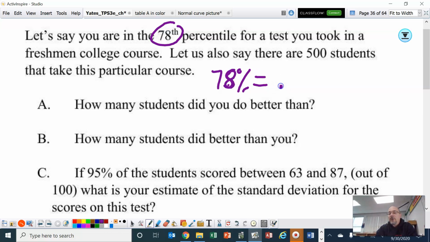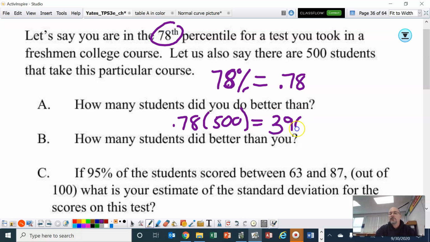So the decimal, always work with the decimal, it's 0.78. So I'm simply going to take 0.78 times 500. We did do this in advanced algebra. This was a minor part of it. So take your 0.78 times 500. Instead of pulling up the calculator, I'm just going to use my handheld one here. So 0.78 times 500 gives us 390 students. So you did better than 390 students.